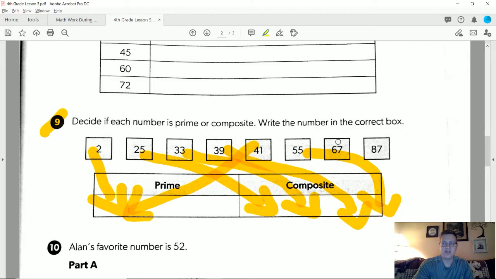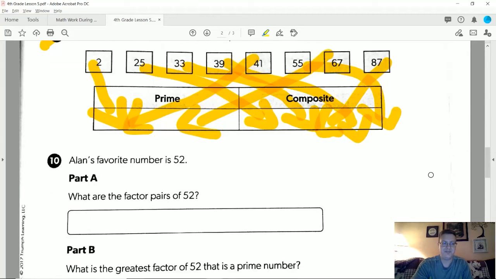67, if I use my trick to see if I can count by 3s, 6 plus 7 is 13, which is not a multiple of 3. So this one's going to be a prime number. 87, I can use this trick. I can get 15. 15 is a multiple of 3, so this one is a composite number. That would be the answer to 29 times 3.